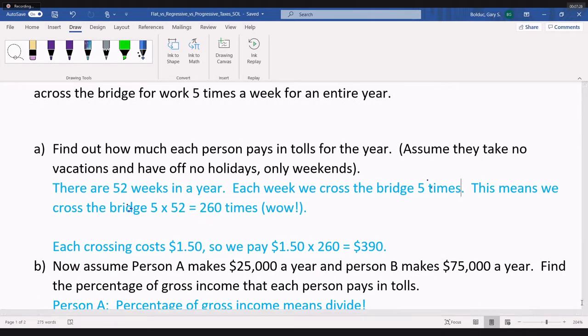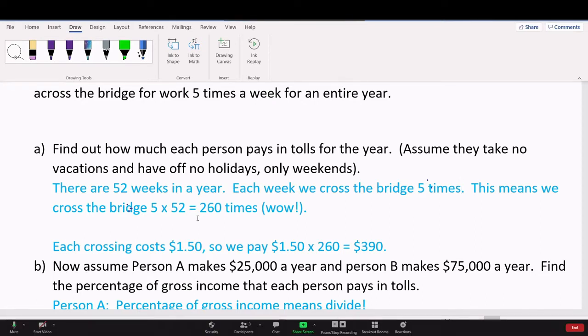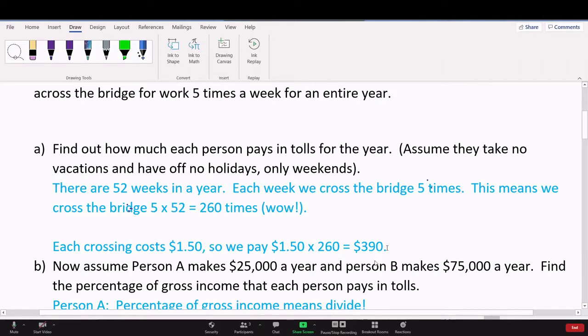No vacations, no holidays, 5 times a week, 52 weeks. So we kind of just said the meat of this, right? They work 52 weeks a year. They cross the bridge 5 times each week. So that's a total of 260 times they are going to cross that bridge. But every time they cross the bridge, they have to pay. So they have to pay a total of $1.50 times 260, because 260 is the number of times they did it, which gives me $390 total. So $390 is the total amount that they have to pay every year for crossing the bridge.